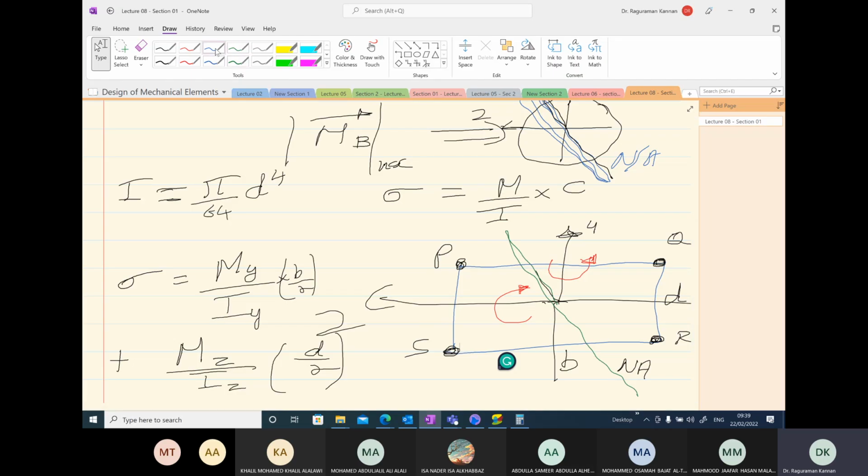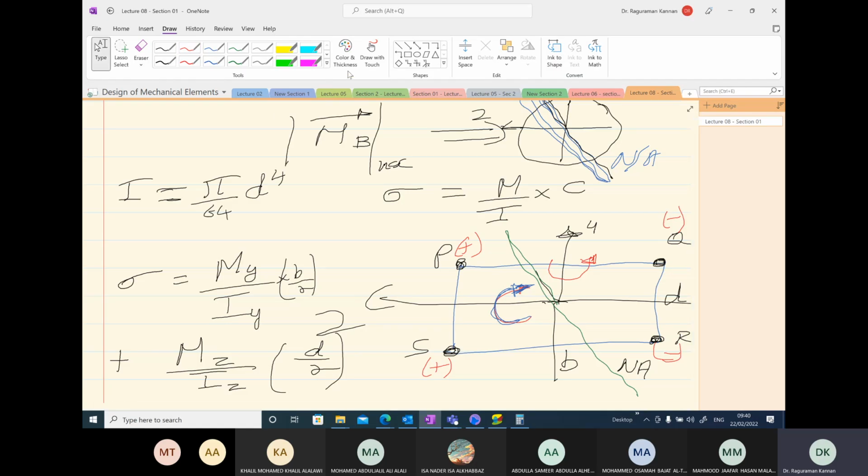Let me use a different color for these cases, sorry. With respect to z-axis, I'm going to use a blue color so that the signs are different. You will see that. So with respect to y-axis, the bending moment is acting in this direction. That means P and S will be under tension, Q and R will be under compression. So I'm going to put signs corresponding to that. P is plus, S is plus, Q is minus, R is minus.